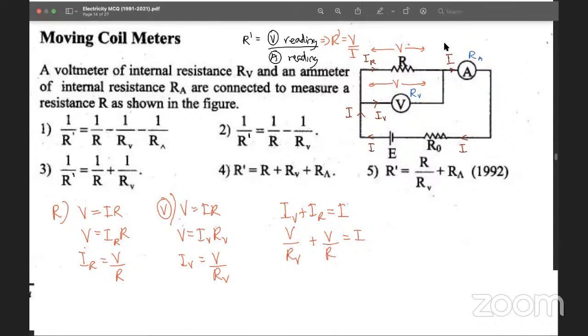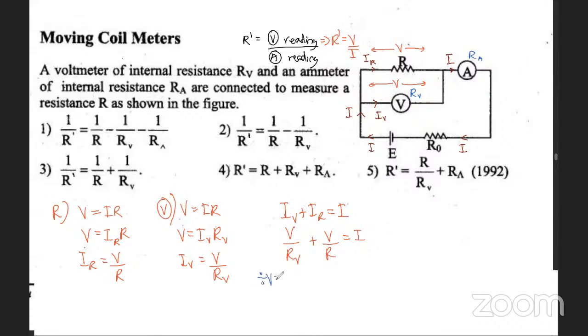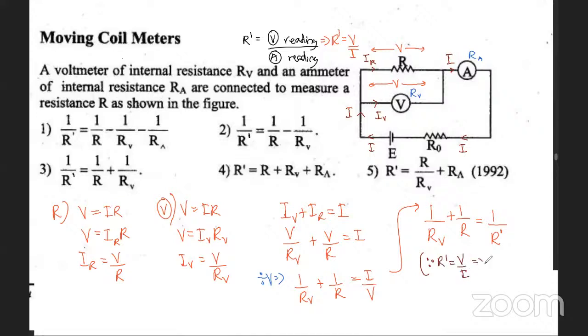Then either side we divide by voltage. When you divide either side by voltage, the left hand side will be 1 over RV plus 1 over R, equal to I over V. Can Salman tell me what is I over V? Anyone? I over V is going to be 1 over R dash, because we just wrote R dash is equal to V over I. That means 1 over R dash has to be I over V.